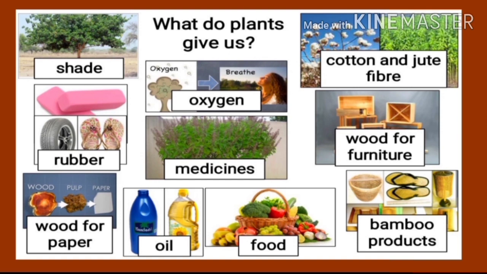Children, do you know what do plants give us? Children, plants give us many things. For example, shade, rubber, oxygen, cotton and jute, rubber, medicines, wood for furniture, wood for paper, oil, food, bamboo products, etc.